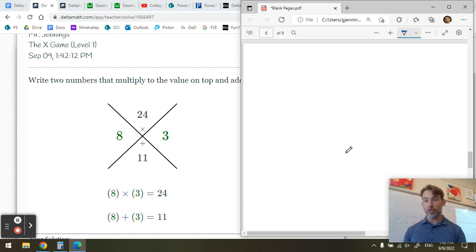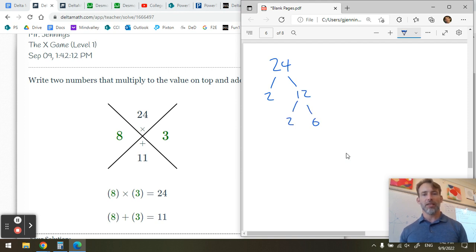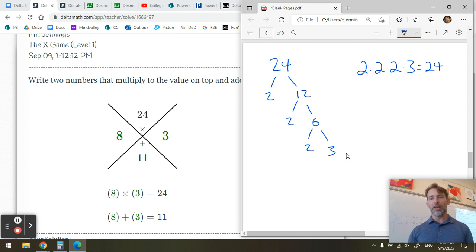Start with a factor tree of the top number, 24. I look at the number, I see it's even, so I know I can divide by 2. I get 12. I see 12 is even. I can divide by 2. I get 6. I can divide by 2. I get 3. And so now I have 2 times 2 times 2 times 3 equals 24. And I'm looking for some way to arrange this to add to 11.